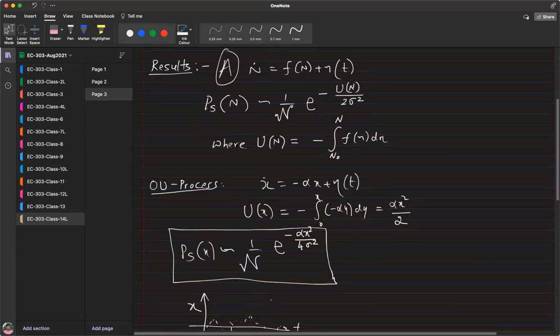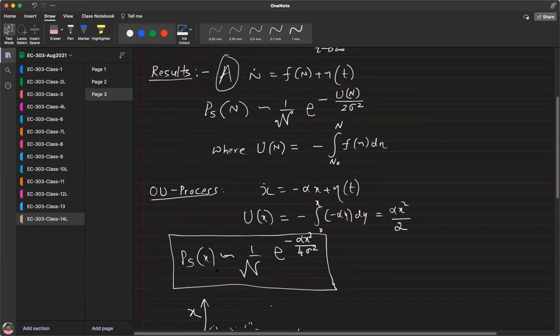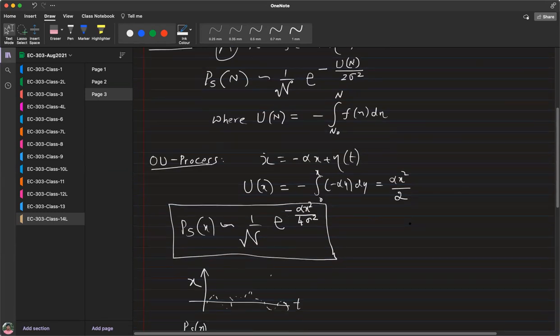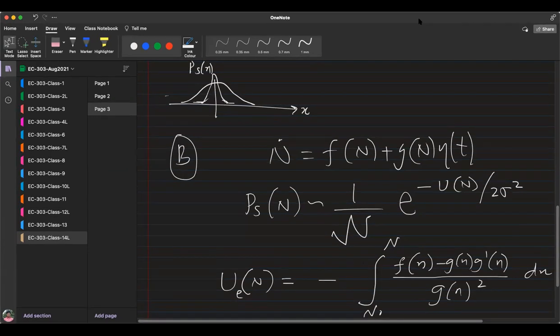Okay. And what is interesting is that in the steady state, the probability distribution function depends on the potential function that we discussed last time. For the additive noise, it's a very simple potential function. For the multiplicative noise, the potential function depends both on f and g, the deterministic and stochastic parts. So unless you do examples, you will not really understand any of this. Let me assure you. Okay.